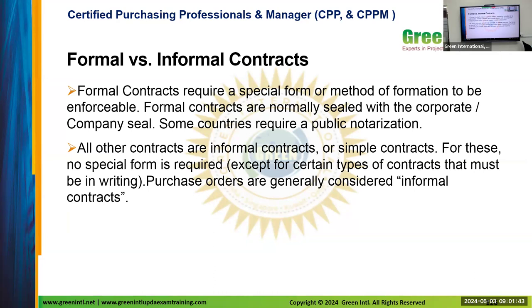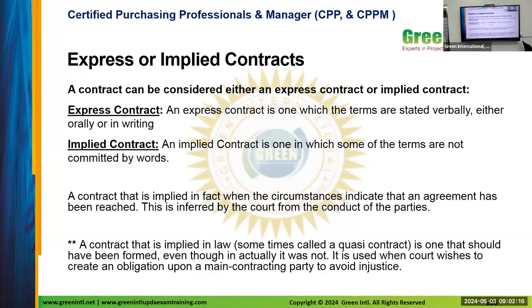All other contracts are informal contracts or simple contracts. For this, no special form is required, except for certain types of contract that must be in writing. Purchase orders are generally considered informal contracts. However, they are still enforceable by law. They also have their own terms and conditions, but there are some cases wherein there is a very simple purchase order, wherein just a quantity, price, and something like that is mentioned. So it can be considered as informal contracting.